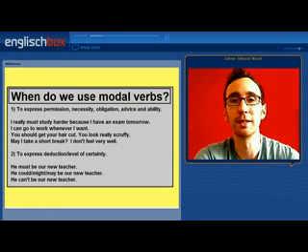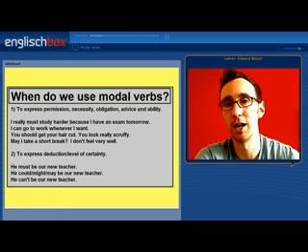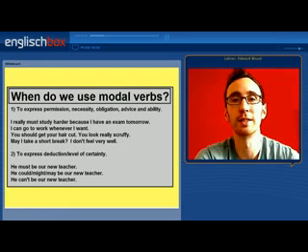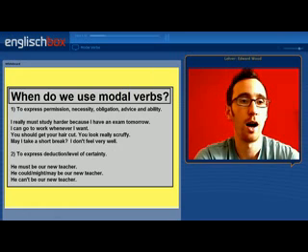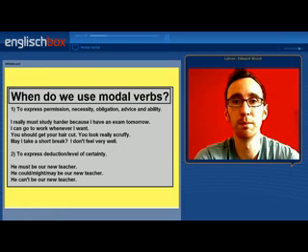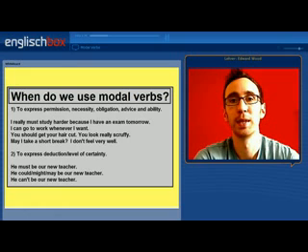Let's look at some examples to describe what I mean. I really must study harder because I have an exam tomorrow. Here the modal verb must expresses obligation. I can go to work whenever I want. Here the modal verb can expresses permission or perhaps ability. You should get your hair cut. You look really scruffy. Here the modal verb should expresses advice.